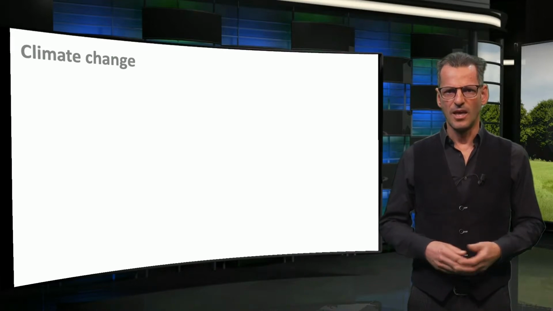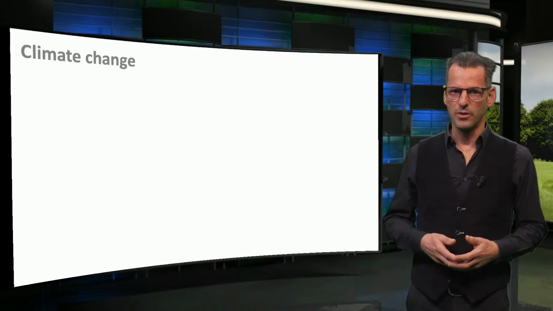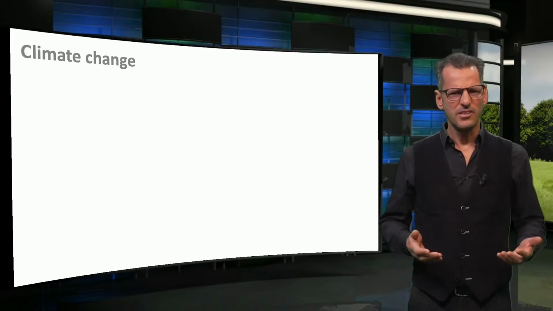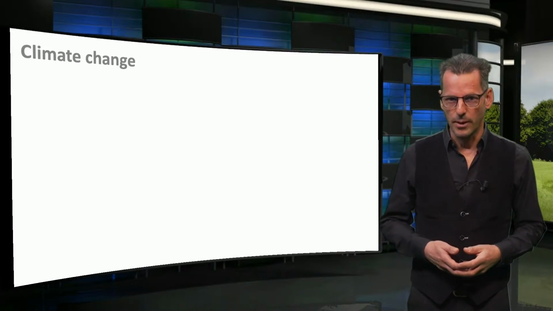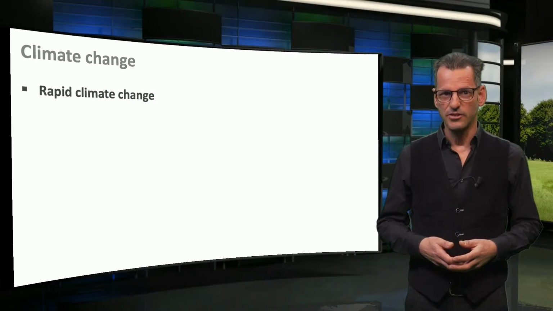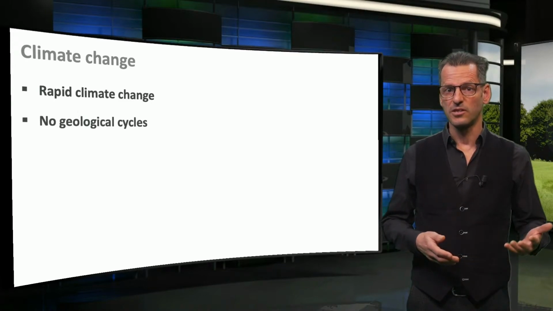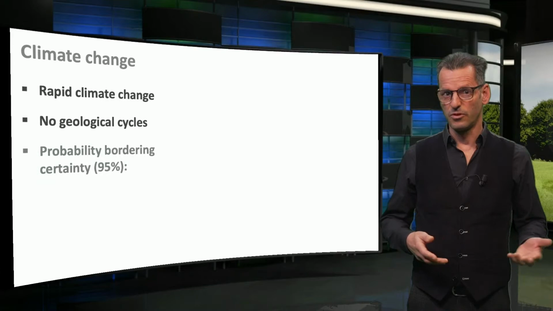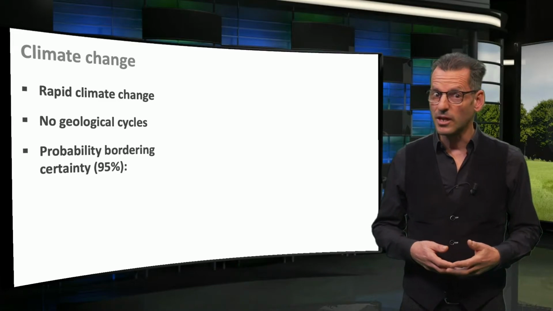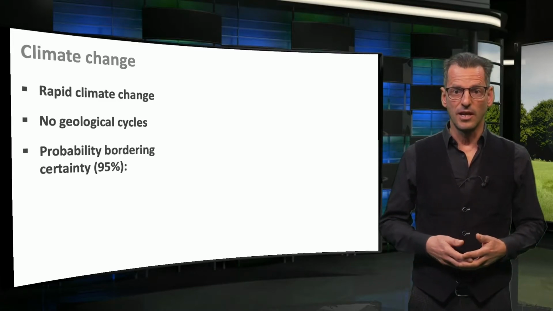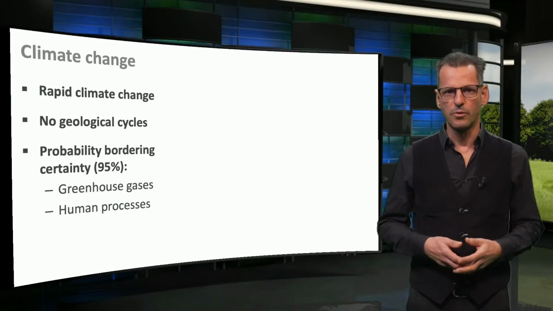About climate change. Every now and then the discussion pops up again about the truth of climate change and the influence of carbon emissions and humans on it. This course is not going into that debate deeply, but let me clarify that modern climate science is very clear about it. The climate is changing more rapidly than ever before. Natural causes and geological cycles cannot explain this quick change. With probability bordering certainty, 95%, the IPCC, representing thousands of climate scientists, states that the aggravated climate change is caused by greenhouse gases, mostly emitted through human processes.